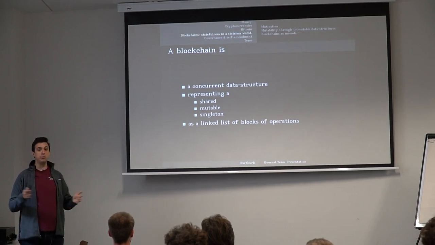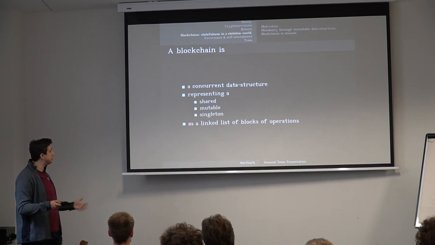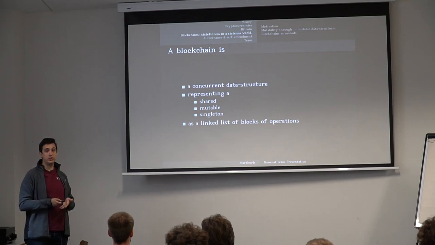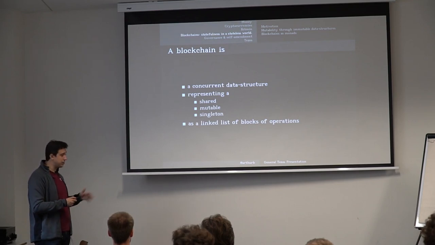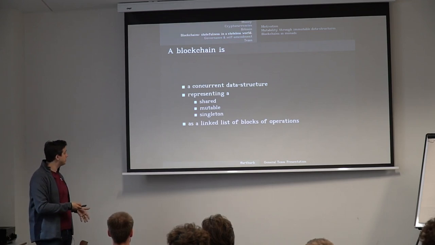You want this value to be mutable. You want to be able to change the state of your ledger and the set of balances. And you want it to be shared. And the way you're going to represent that is as a linked list of blocks of operations. So like I said, in Bitcoin, you're going to have a block, and the block is going to point towards a previous block.